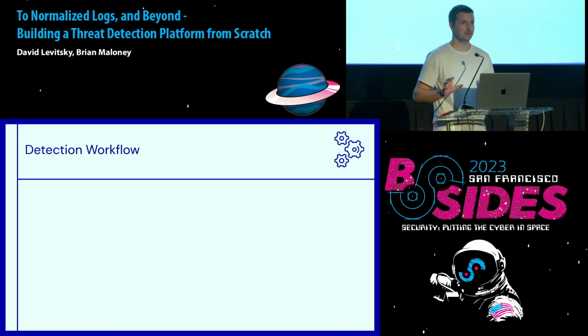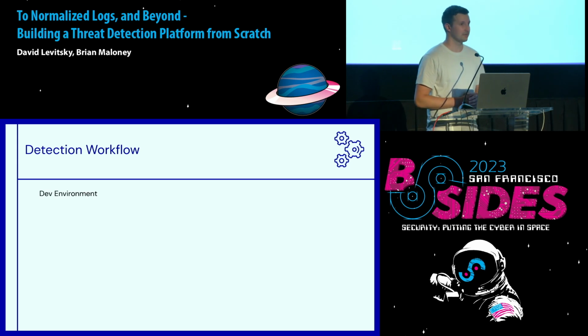So I'm skipping the initial phases of the detection lifecycle, where you would gather your requirements and come up with a hypothesis. This is more for when you have a little proof of concept and you want to start working on a tangible detection. So we start off in a dev environment. We purposefully have a delineation between our dev environment and our production environment.